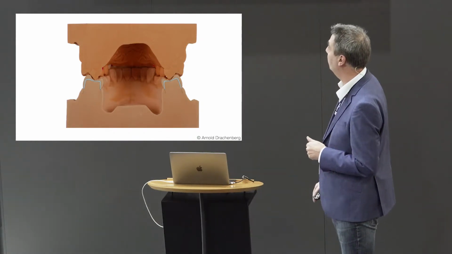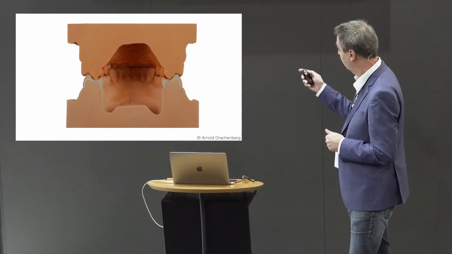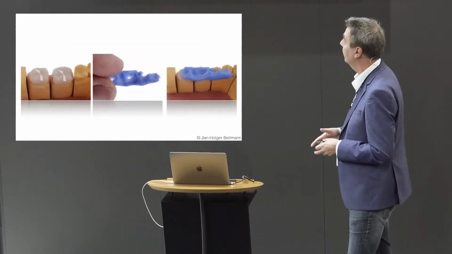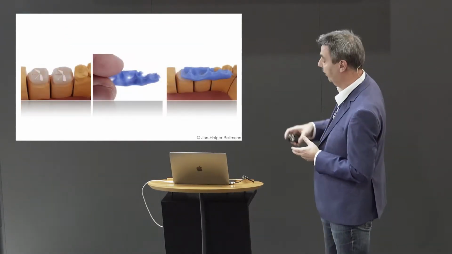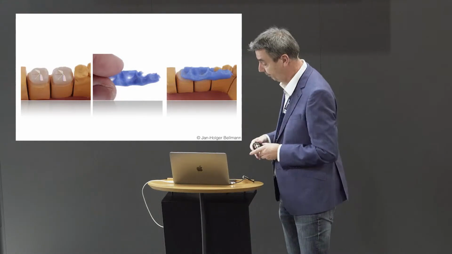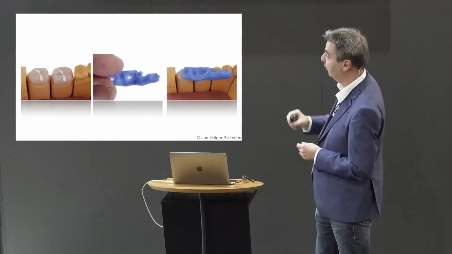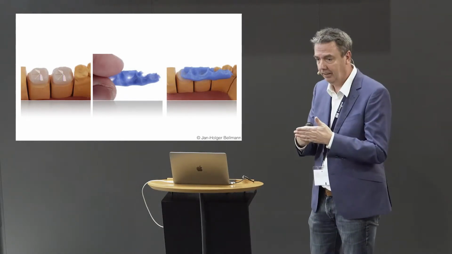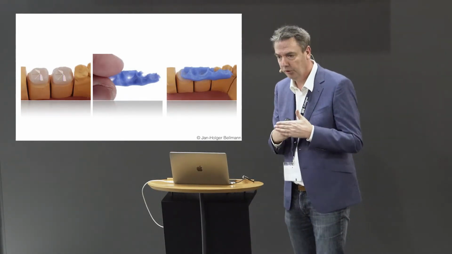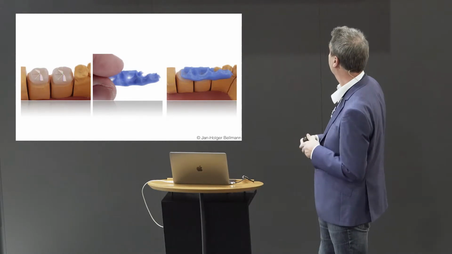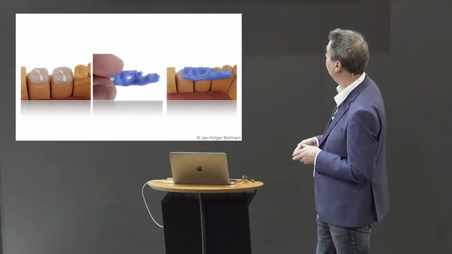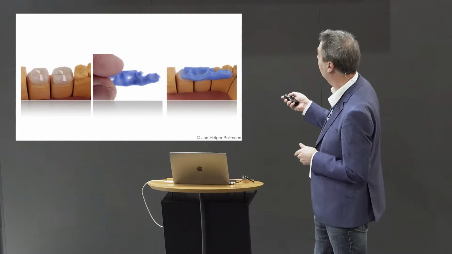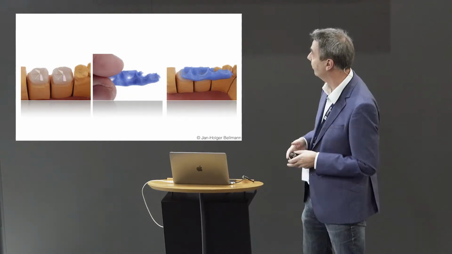But how to know how much reduction we have to do? This is the final coping. And this is the bite registration with the coping. So you see there's absolutely no space. It's already in contact. And this means we have to make sure to create more space for the lab technician.